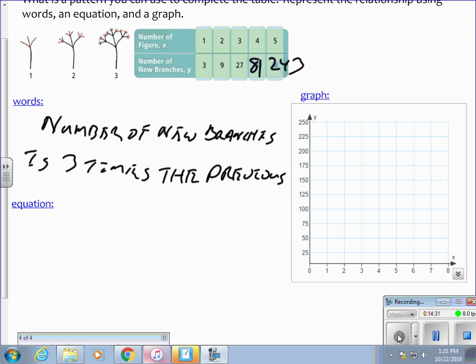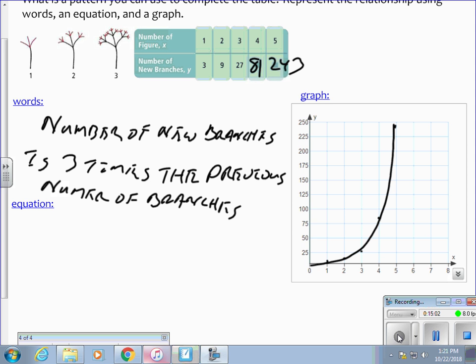Yeah, the previous number of branches. Now, plotting out the graph, that's not that hard. You got 1, 3; 2, 9; 3, 27; 4, 81; 5, 243. It's a really steep curve.